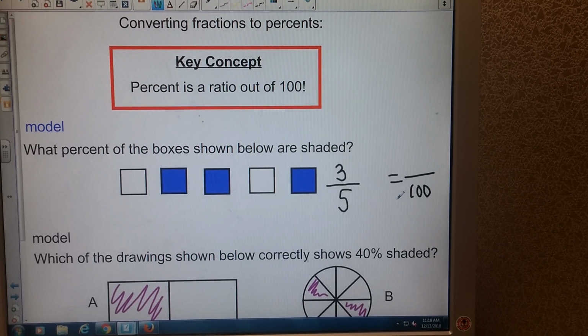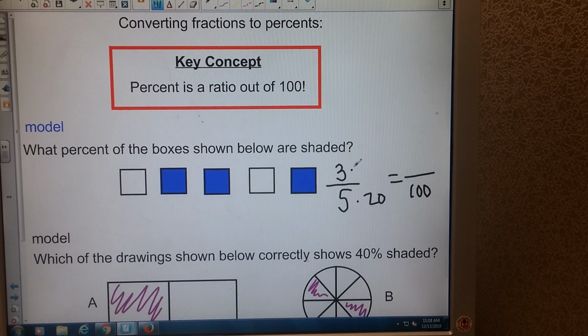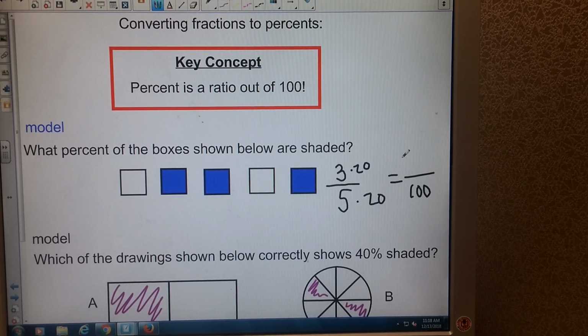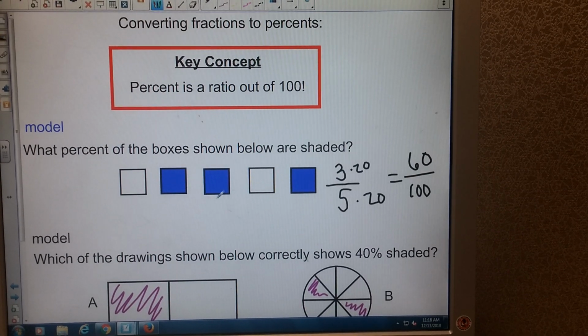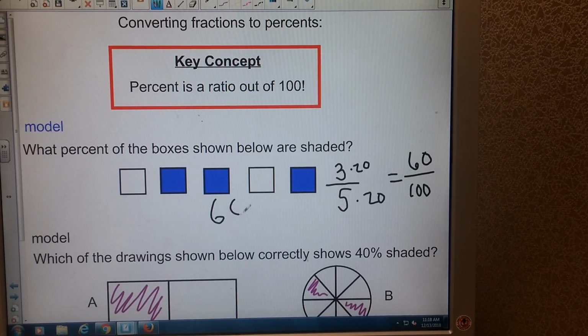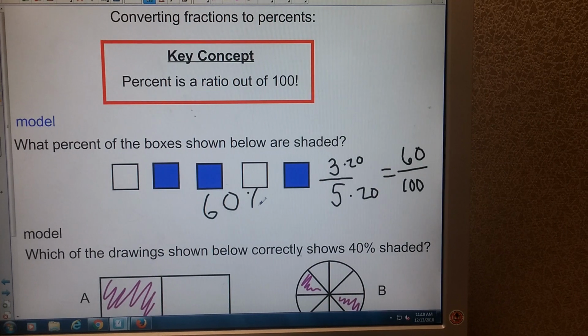100. If you remember your factor pairs, 5 times 20 will give us 100, 3 times 20 will give us 60. 60 out of 100 is 60%. So there are 60% of these boxes shaded.